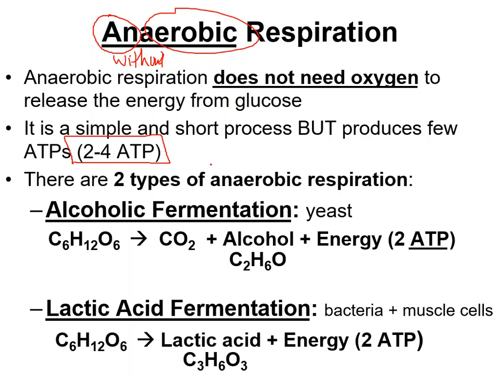So there are two types of anaerobic respiration, and you do need to know these. The first is alcoholic, and the second is lactic acid. And if you look at the formula, again, here's your substrate, here's glucose, but you're going to notice that there's no oxygen, right? And again, that's because this is an anaerobic process and just doesn't use oxygen. You get carbon dioxide and alcohol, if this is alcoholic fermentation, and 2 ATP, right?